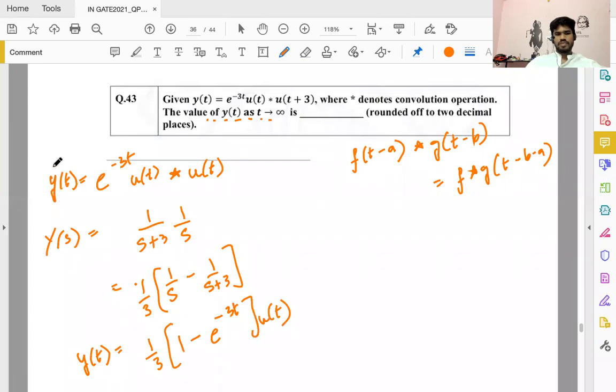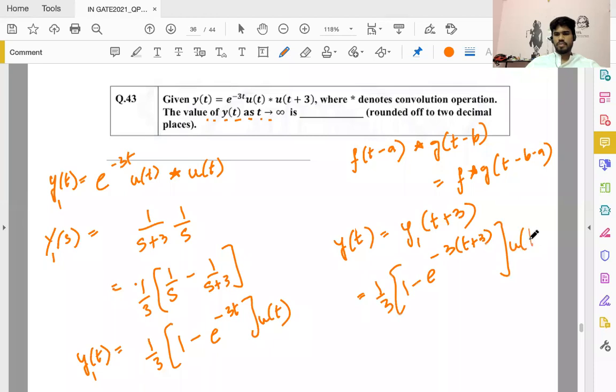Let's call it y1 of t to be slightly clearer. Finding the convolution is a simple product; I know the Laplace transform of this product, and the partial fraction is easy. So I did the convolution this way. Then why mention this? This is essentially our f star g function. So y of t has one of them delayed, and that should show up in this function. It is y1 of t plus 3, that is 1 by 3 times 1 minus e power minus 3 times t plus 3, u of t plus 3.